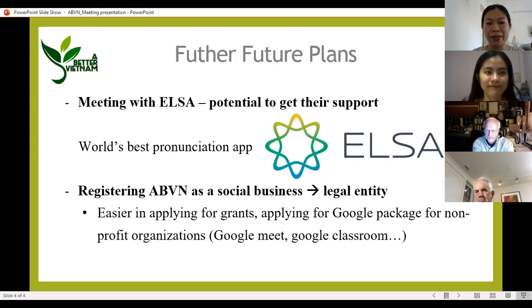It will make it easier for us to apply for grants and also aim to apply for a Google package for non-profit organizations, where we can use Google Meet and Google Classroom and the functions. It will help us a lot when we organize the group teaching. And also we can take advantage of other functions that Google gives free to non-profit organizations.